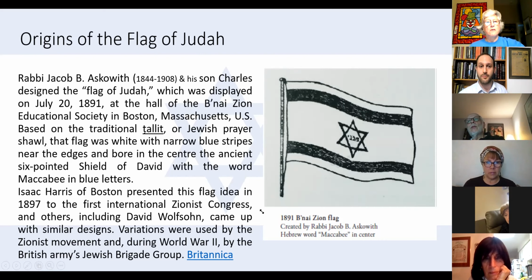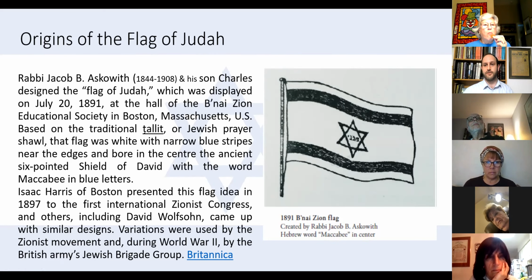Yes. And what year was it designed in? 1891. How many years before the supposed Second Congress, when Wolfson claims he invented the flag, is that? How many years earlier is it?